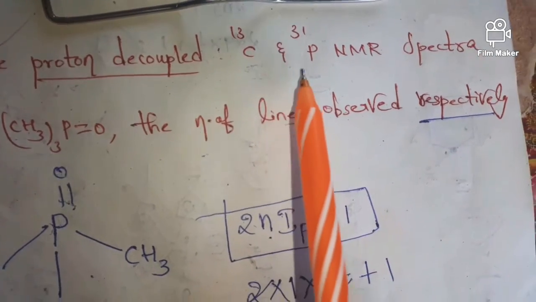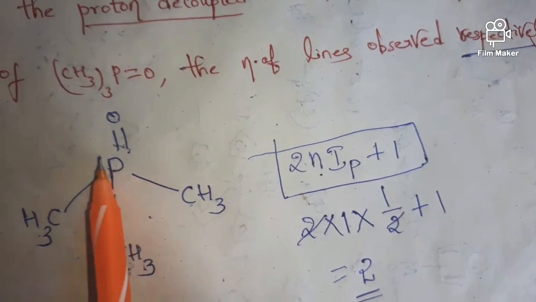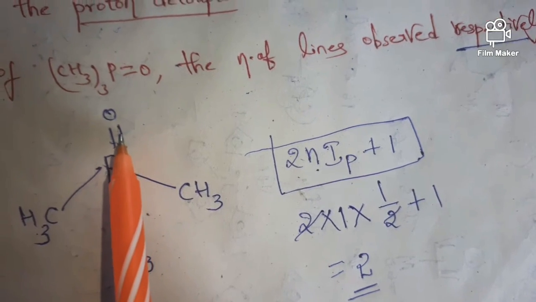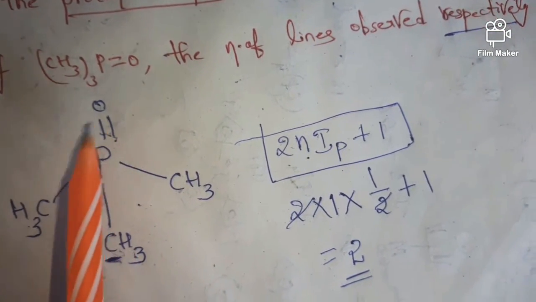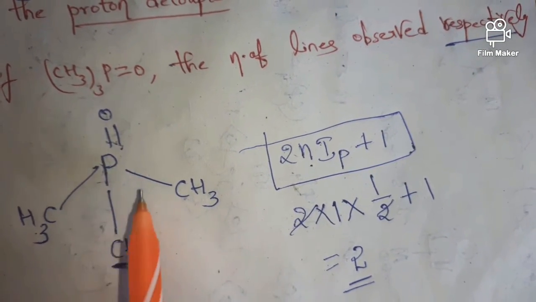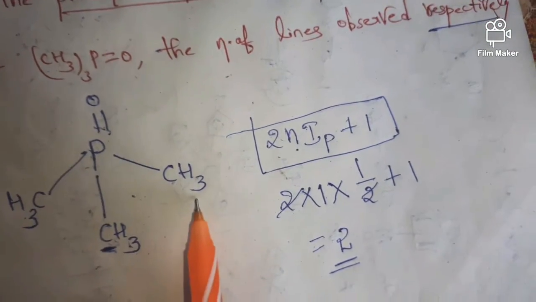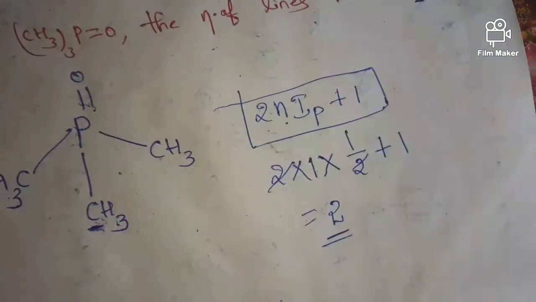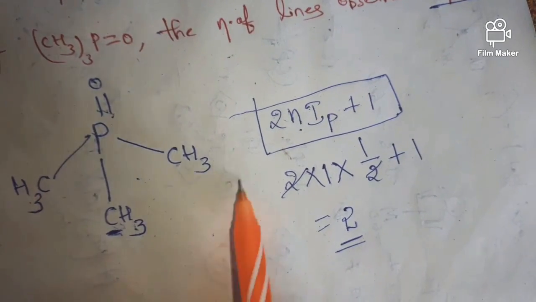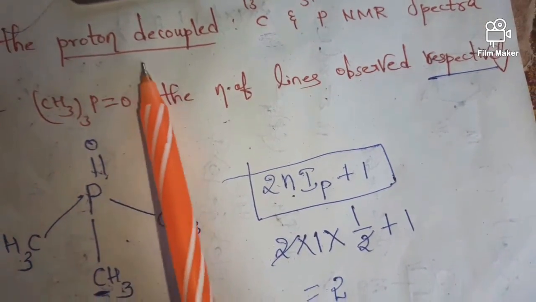Now we should find for the phosphorus 31. See, here we have the phosphorus and we know that the oxygen is NMR inactive because its I value is 0, so we should not think of the oxygen. Now this phosphorus is attached to 3 carbons, and we know that the I value for the carbon is 0. No need to think about the hydrogens which are attached to the carbon because in the question itself they have mentioned that proton is decoupled.